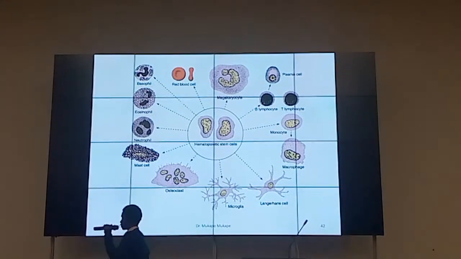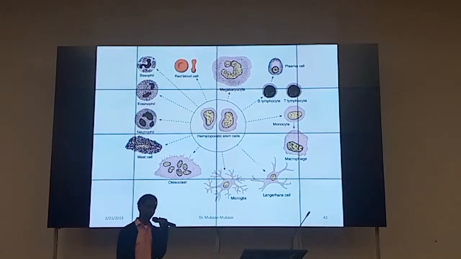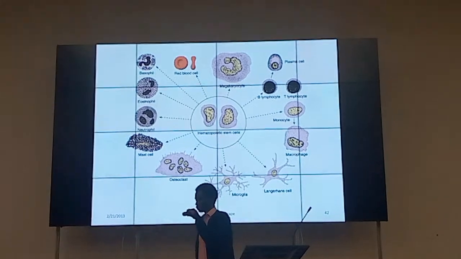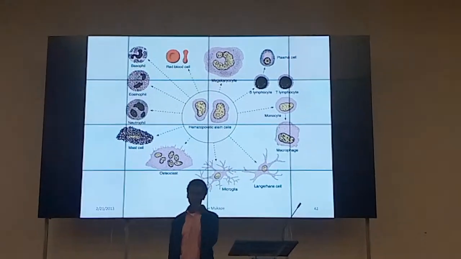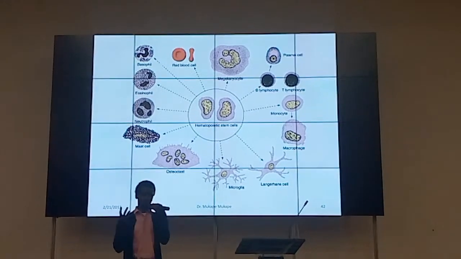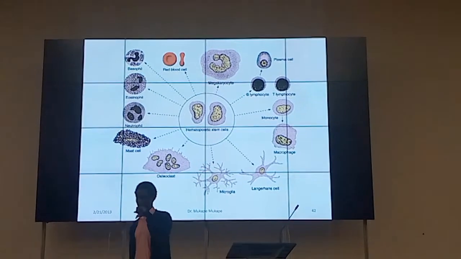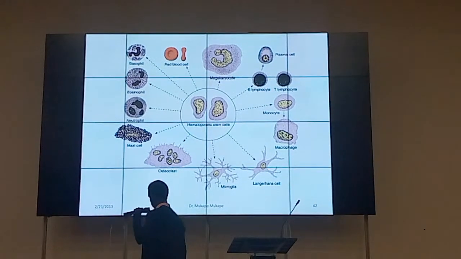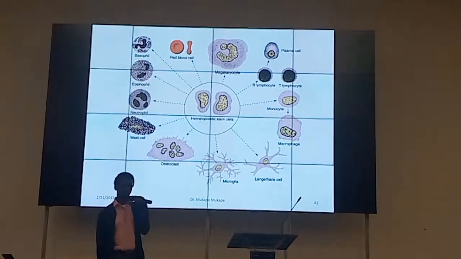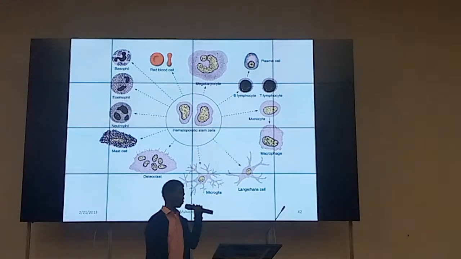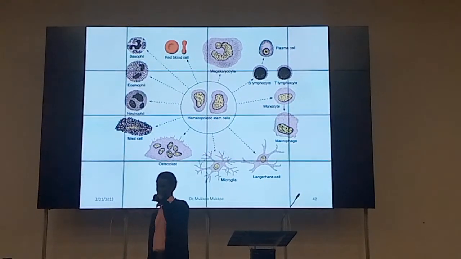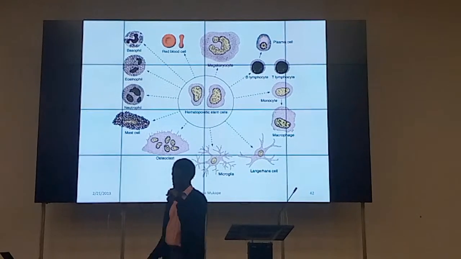What about neutrophils? Neutrophils are involved in acute inflammation. They are like the first cells to defend you when there is an inflammation. They are involved in acute inflammation and phagocytosis of foreign substances such as microorganisms and so on. Eosinophils are involved in parasitic infections. When parasites invade your body, eosinophils protect you against these parasites, worms and so on.